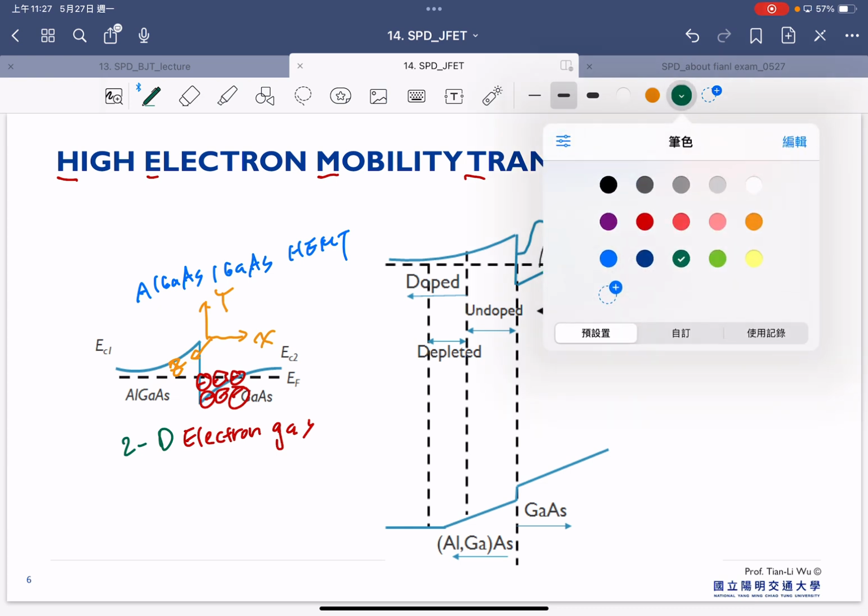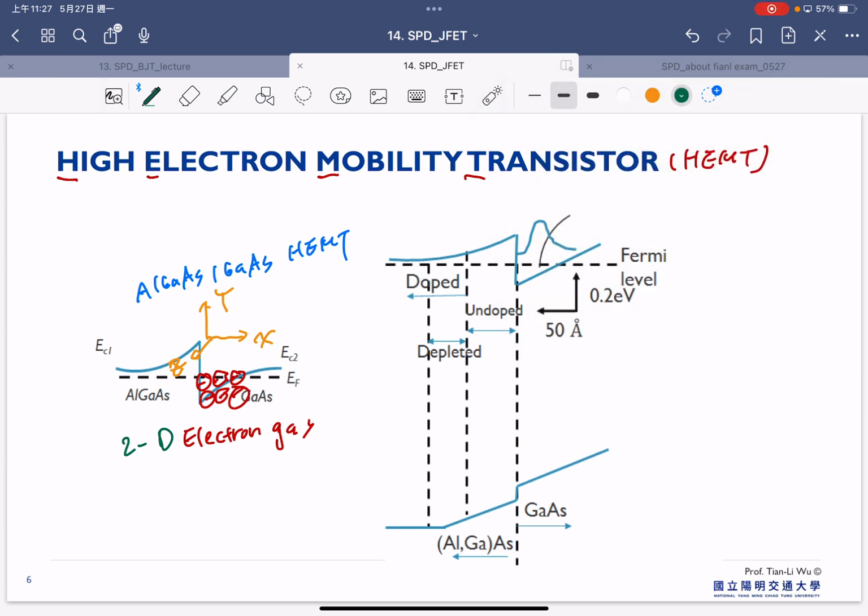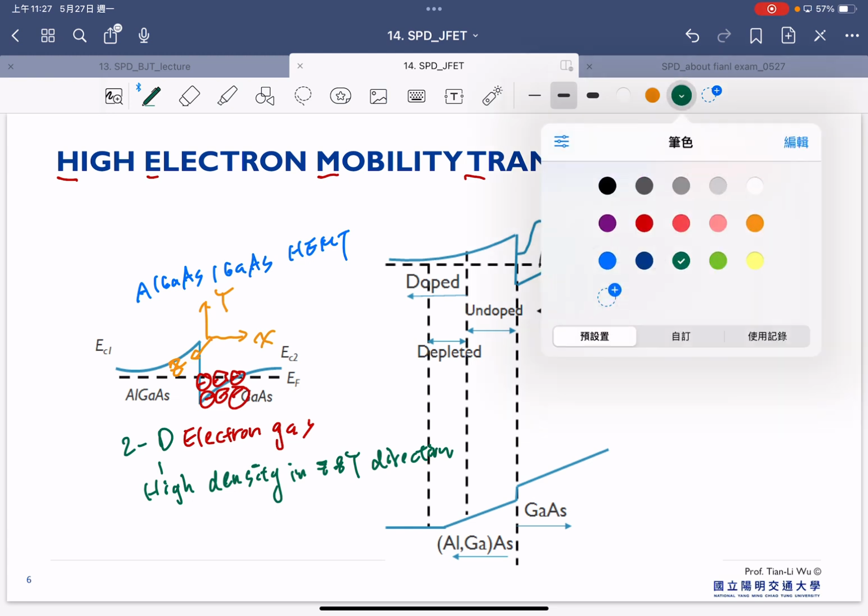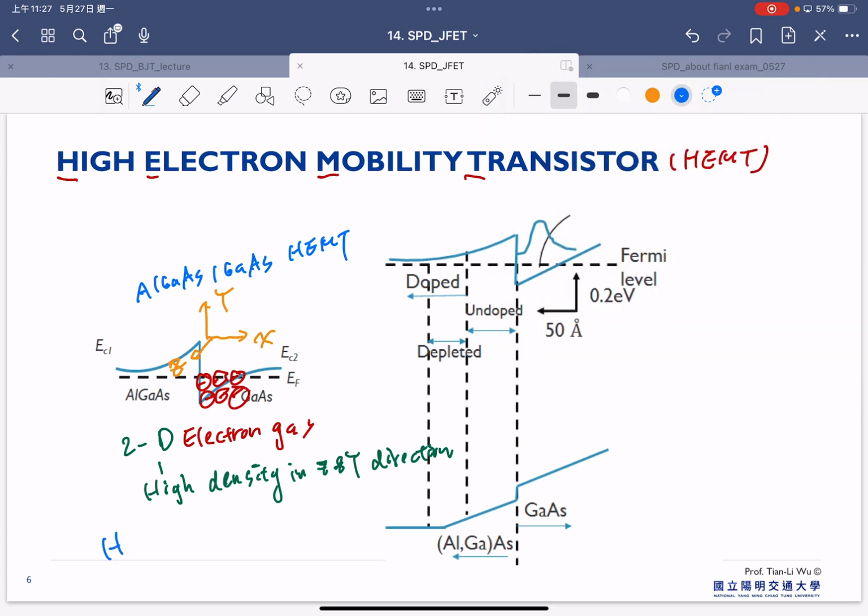So in the end, we can have very high electron density in the z and y directions. So that's why people call this a high electron mobility transistor.